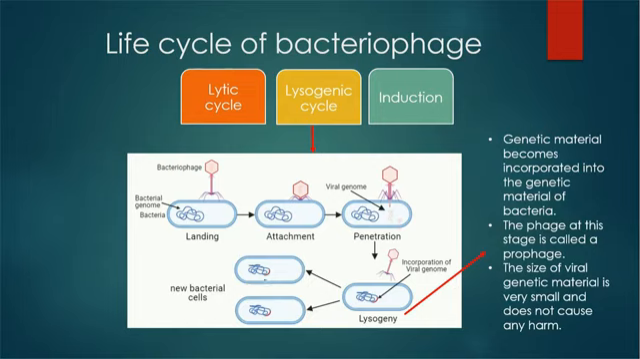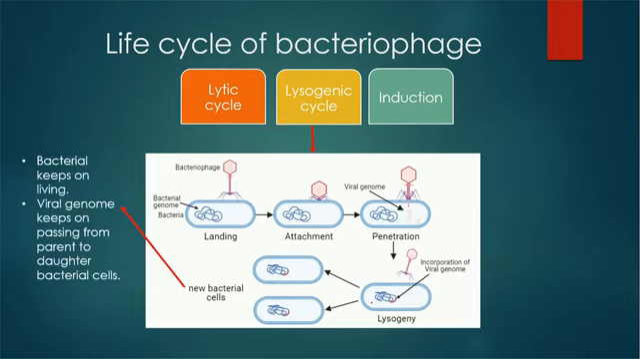So what happens after landing, attachment, and penetration of the viral genome into the bacterial cells? It incorporates into the genomic material of the bacteria. Instead of hijacking the machinery of bacterial cells, it incorporates into the bacterial genome. As it is incorporated into the genome, it will not replicate or synthesize its DNA or protein material. Now, the size of the viral genome is so small that it will not cause any harm to the bacterial cell, and the bacterial cells will keep on living normally.